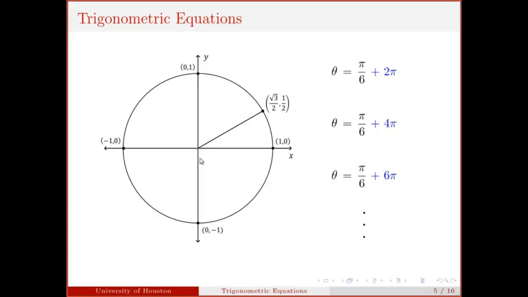Alternatively, we can analyze this problem from the point of view of the unit circle. There are 2 points on the unit circle with a y-coordinate of 1/2. This one and this one. This point corresponds to the angle theta equals pi over 6. If we add 2 pi to this angle, we get the angle 13 pi over 6.